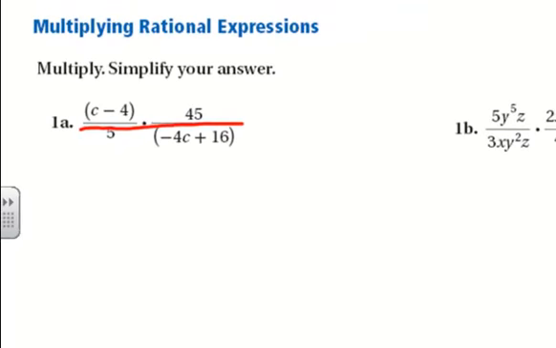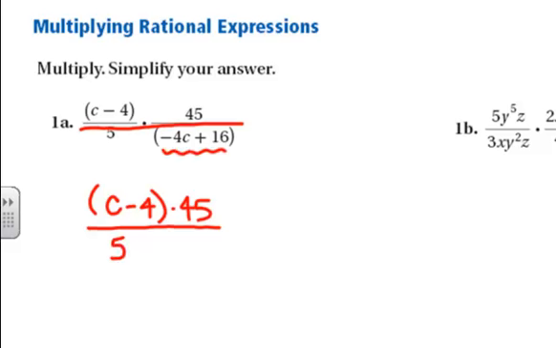So the first thing, c minus 4. I can't simplify it at all, so I'm just going to leave it, c minus 4 times the 45. And then in the denominator, I have 5, which can't simplify. But then I have this term here, negative 4c plus 16, and I can factor that. Since this first term is negative, I'm going to take out a negative 4. So this will be times negative 4, and I'm left with c minus 4.